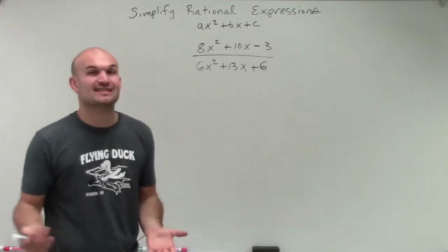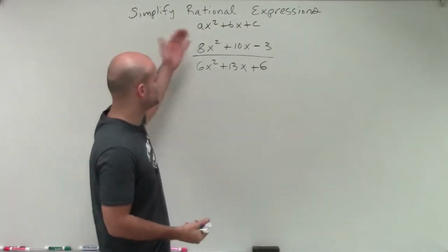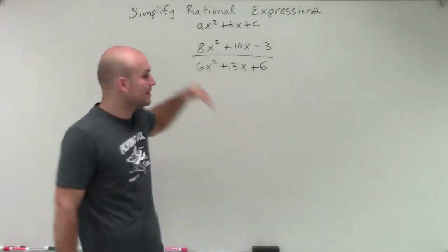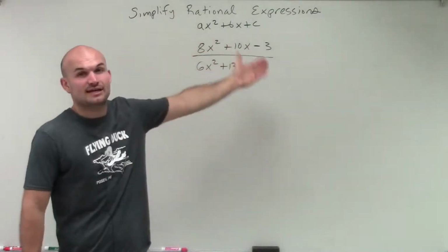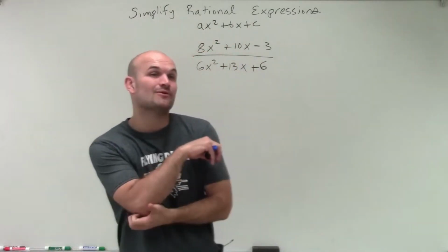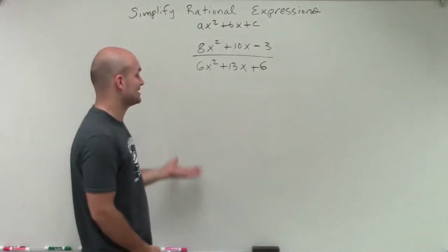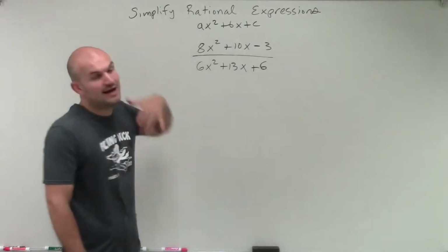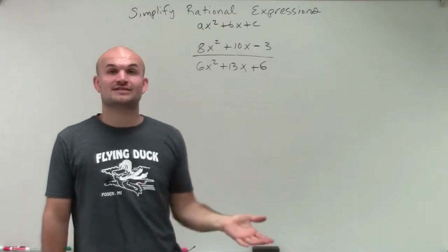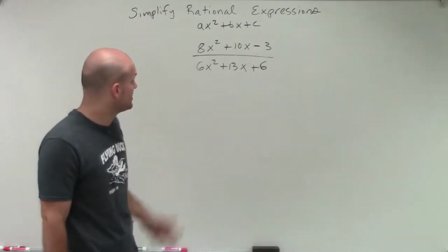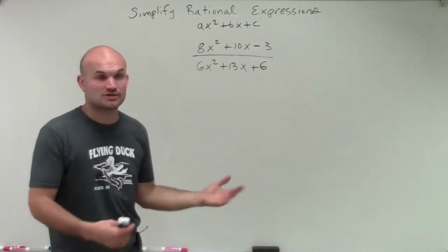Before we even get to that point, we always want to look at whether I can factor out a GCF in my numerator or in my denominator. Unfortunately, in both these cases, they do not share a GCF. Then the next thing I always want to do is look for special factoring techniques. Unfortunately, I do not have any special factoring techniques I can use. There are no perfect square trinomials or difference of 2 squares or 2 cubes.